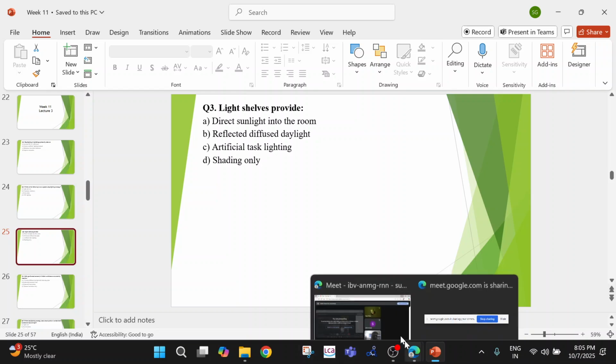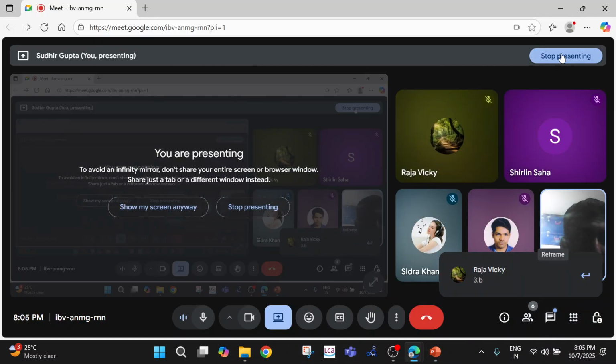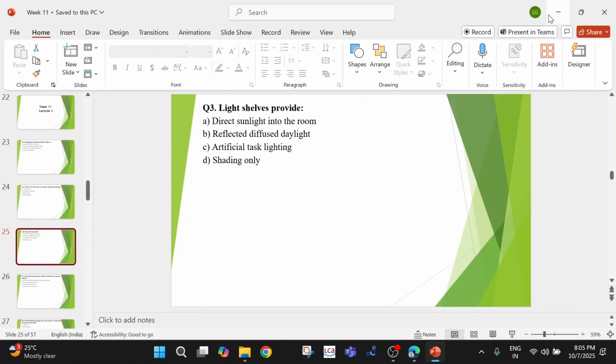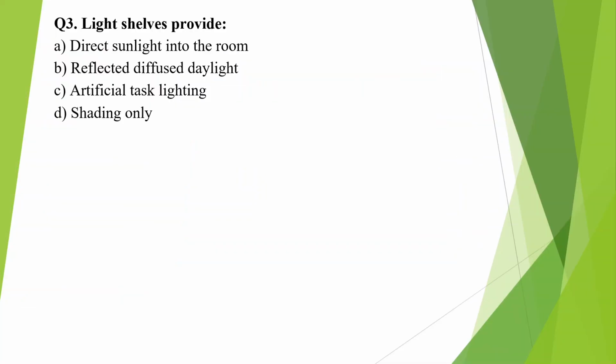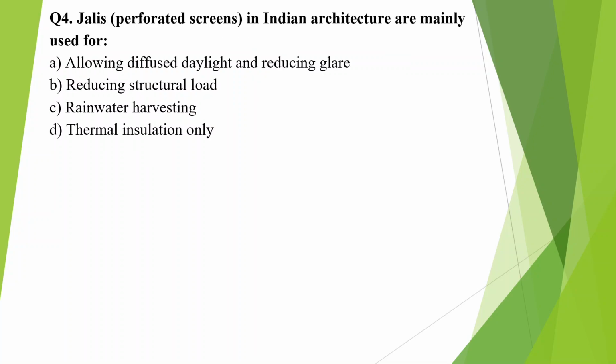Yeah, one more answer, guys. Raja has also given his answer, and option B has been marked, and option B is the correct answer for question number three. All of you are correct and understood it very well. These light shelves basically reflect the sunlight upward and diffuse it in interior rooms. So diffuse daylight is the light that they provide. Fine. Here is the fourth question then.